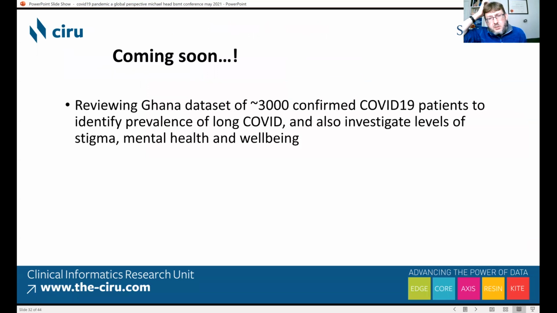And coming soon, we're going to do something looking at long COVID in Ghana. We're working with Ghanaian partners in the health service and the universities to look at a few thousand confirmed COVID-19 patients, to look at any prevalence of long COVID and issues around stigma and mental health and well-being as well. That's going to start in the next couple of months, hopefully.